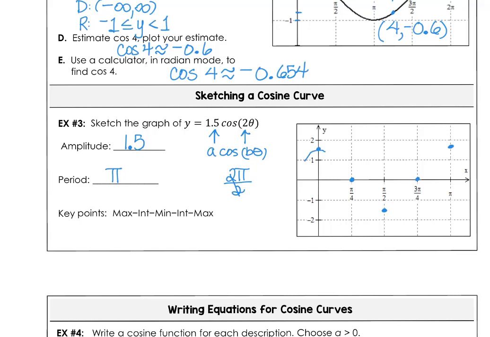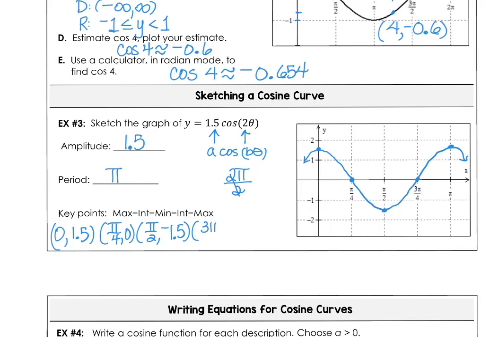It's going to turn here as a maximum, intercept, minimum, intercept, maximum, and then it would turn the corner and continue to go. So our maximum is at (0, 1.5), intercept at 1/4 of a pi, a minimum at 90 degrees, -1.5, another intercept at 3/4 of a pi, and then the final maximum at (pi, 1.5).